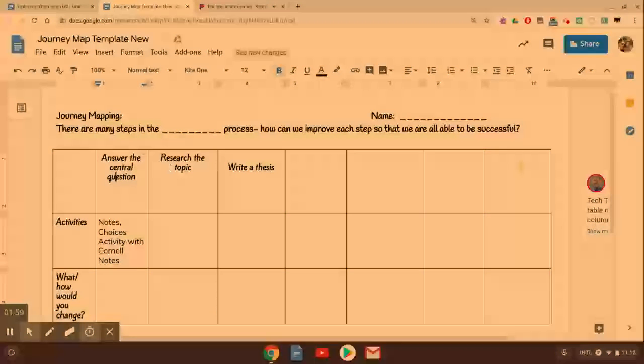This top row is where you add in the different points of your unit. You can see I've got answer the central question, which came from my unit planner. I've also got research the topic, which was point two in the unit planner. And I've got write a thesis, which was point three in the unit planner.